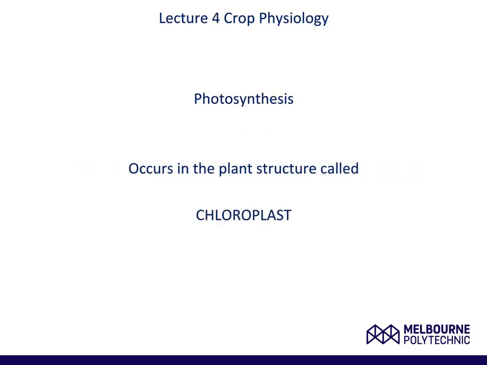So, the first component of a plant structure I'd like you to take on board is the chloroplast. The chloroplast is the organelle where both components of photosynthesis occur. You're about to learn that photosynthesis occurs in two stages, stage 1 and stage 2, and both of these occur in the chloroplast. The chloroplast is located in plant cells. Usually, most chloroplasts are located in the leaves, but some can be found in the stem.